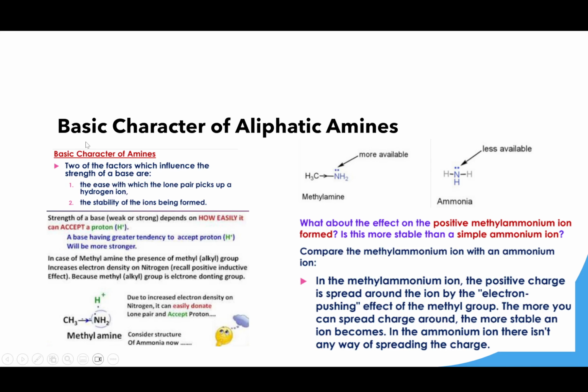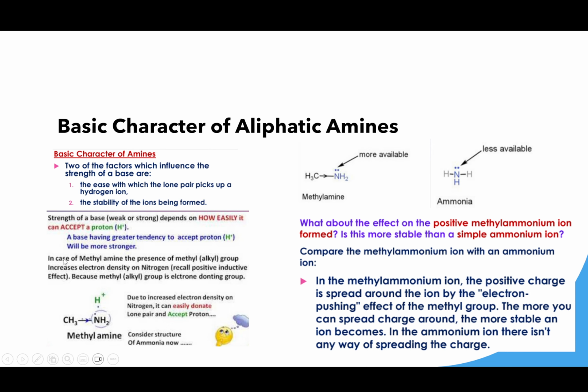Two of the factors that influence the strength of a base are the ease with which the lone pair picks up a hydrogen ion, so how easily donatable is our electron pair, and the stability of the ion being formed. So the strength of a base, weak or strong, depends on how easily it accepts a proton. A base having a greater tendency to accept a proton will be stronger.